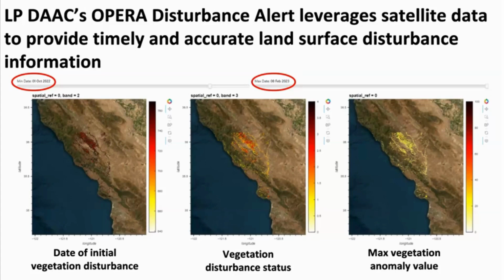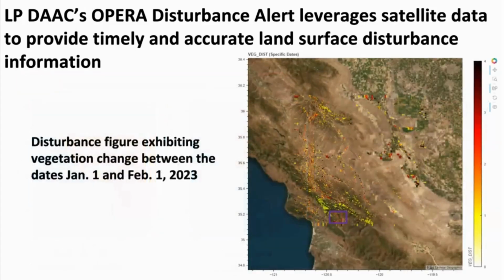And this figure here is my triptych, but I really want you to focus on the vegetation disturbance status. What you're seeing here is disturbed vegetation between the dates of October 1st, 2022 to February 8th, 2023. In the next couple of slides, we're going to pick an area in the southeast corner of this data, go close up and look at imagery and see if we see change. Is there actual change occurring? Next slide, please.